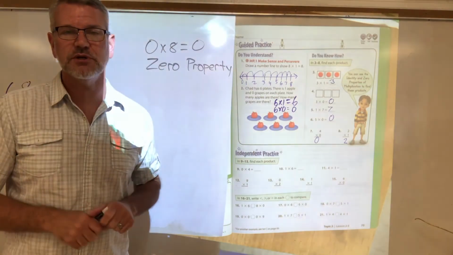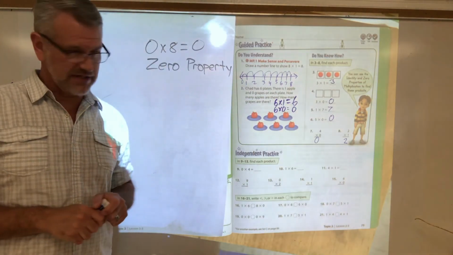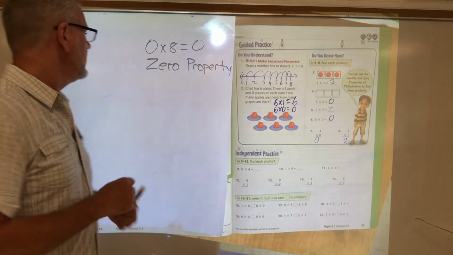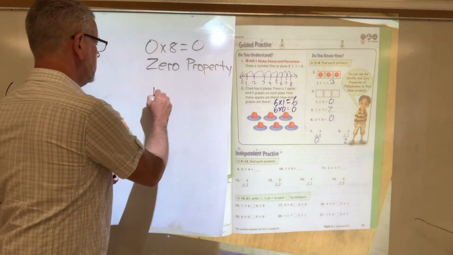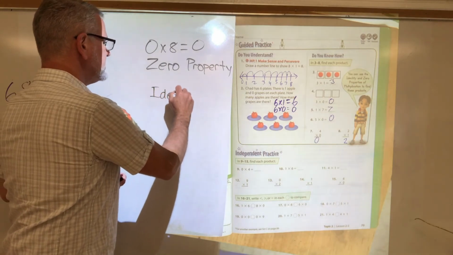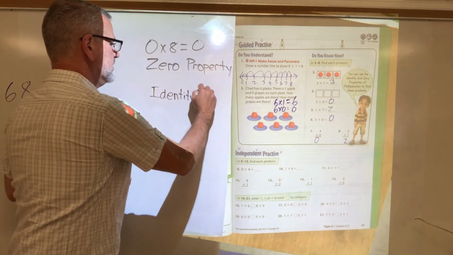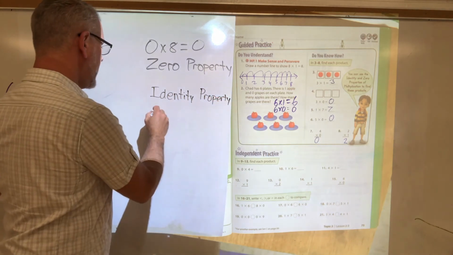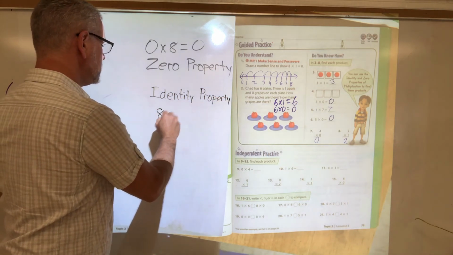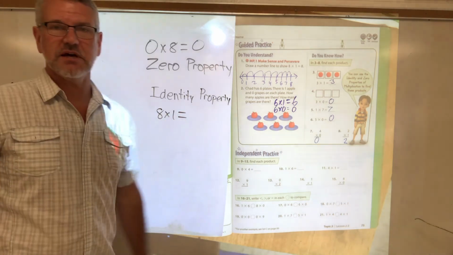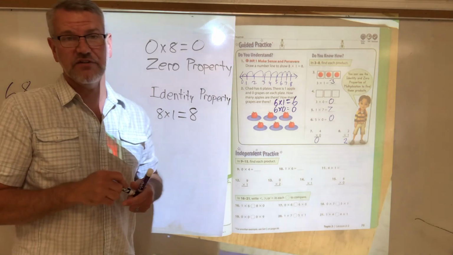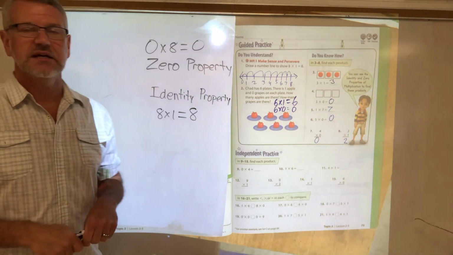Anytime you multiply times 0, you get 0. Anytime you multiply times 1, that's the identity property. That means that that number shows its own identity, who it is. So if I had 8 times 1, 8's going to come out and say, that's me. And it's going to be the other factor every time. Zeros and ones, easy stuff.